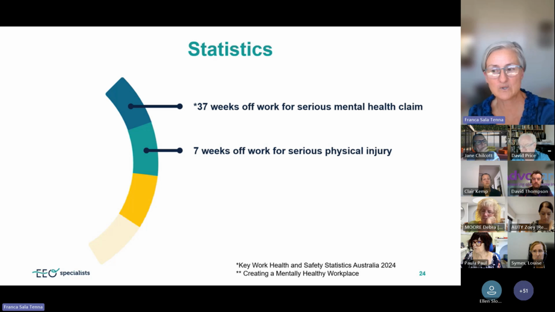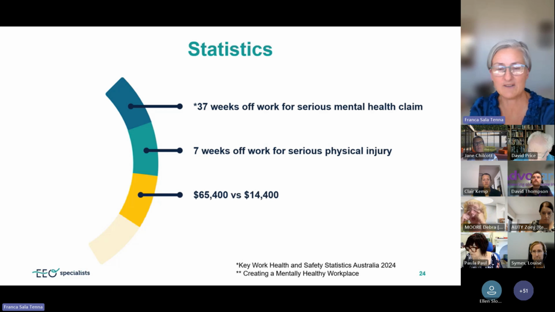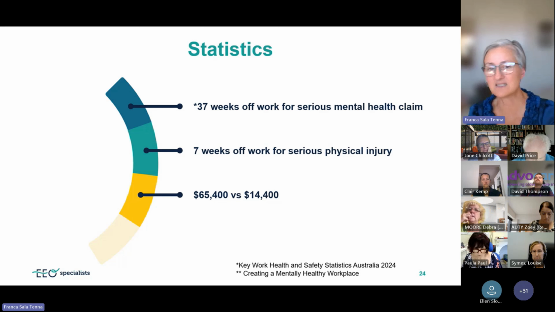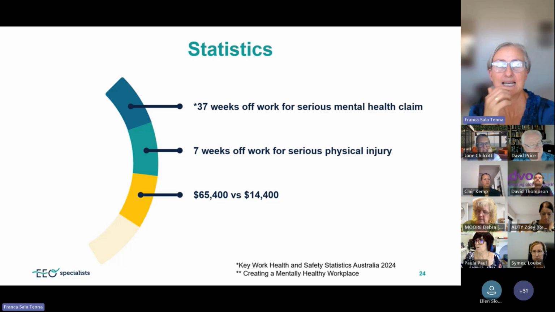And when I saw this stat, to be honest, I was blown away. I had no idea that it would be such a high difference between the two. I probably would have thought it was a reverse of that. If we compare from a dollar value, then the median claim payouts for someone with a mental health claim was $65,000. The median for someone with a physical was $14,000. So from a numbers perspective, it also looks really different.